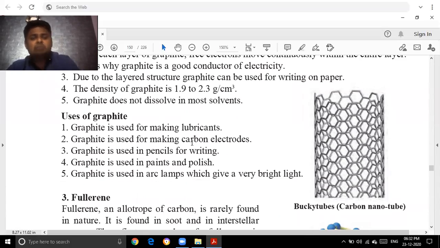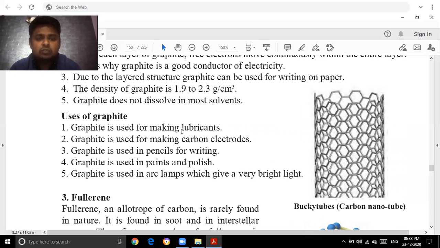And where is it used? It is used in pencils for writing. Lubricant. Now what is a lubricant? When we have machines, and those machines have moving parts, so there is friction in them. When we want to reduce that friction, then we use lubricants.